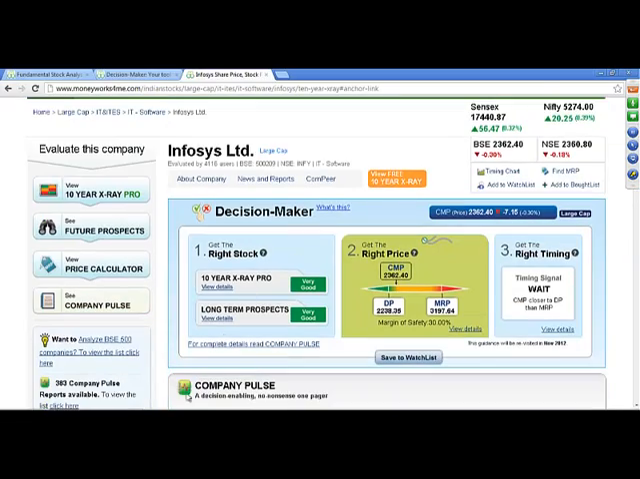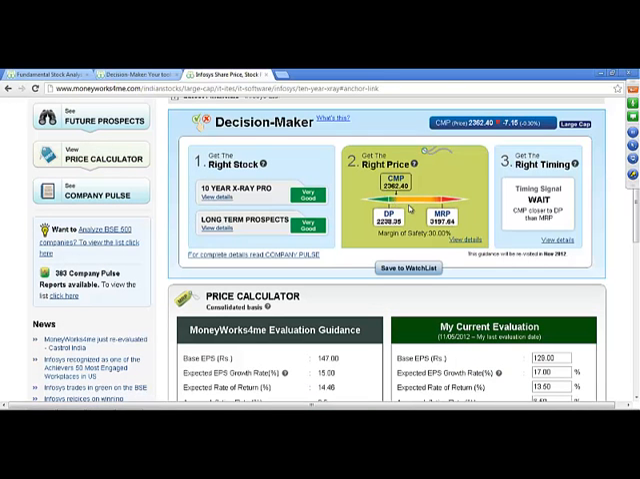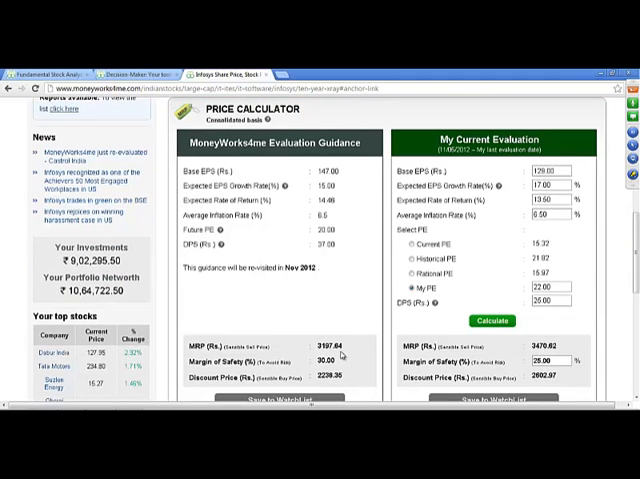Once you are done studying all this, you can have a look at the price calculator. I already showed you the slider in the decision maker. The price calculator just presents all those details, the MRP and the discount price, with the other details. So what are the estimates that we have used? We have used certain figures and certain estimates to arrive at this MRP. You can just have a look at this.